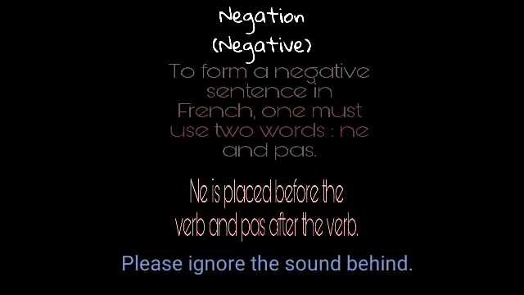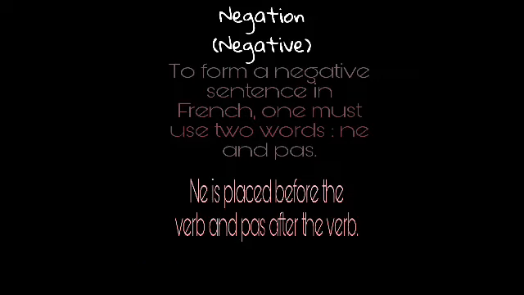So let's get started. Negative. To form a negative sentence in French, one must use two words, ne and pas. These two words are very important to form a negative sentence. Ne is placed before the verb and pas after the verb. Okay? Ne is placed before the verb and pas after the verb to form a negative sentence.